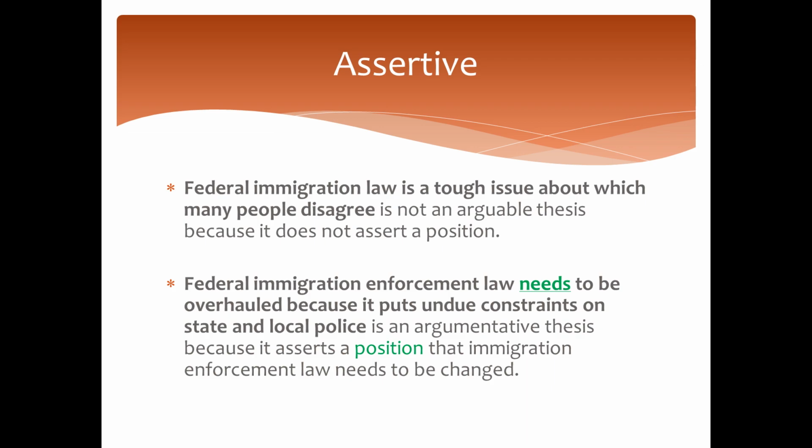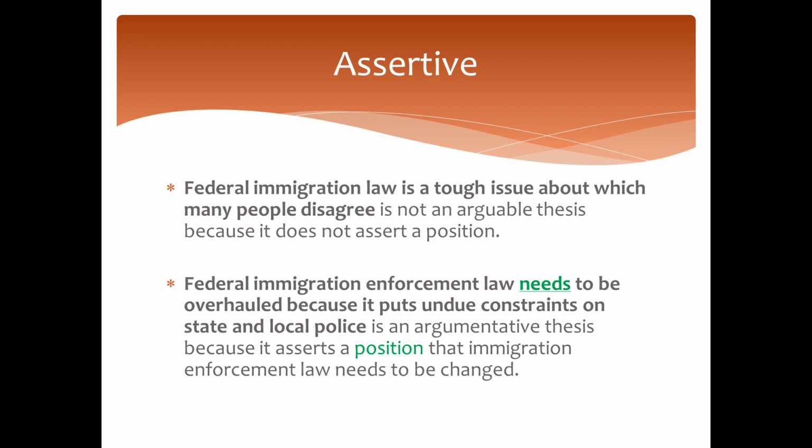Let's look at the second one. Federal immigration enforcement law needs to be overhauled because it puts undue constraints on state and local police. Got some big words in here. The real big one is the verb, it needs to be. That's a stance right there. That's being assertive. You can't just be like maybe or perhaps. No. It needs to or it doesn't. In this case, you want to make sure you put your foot down and you choose a side here.